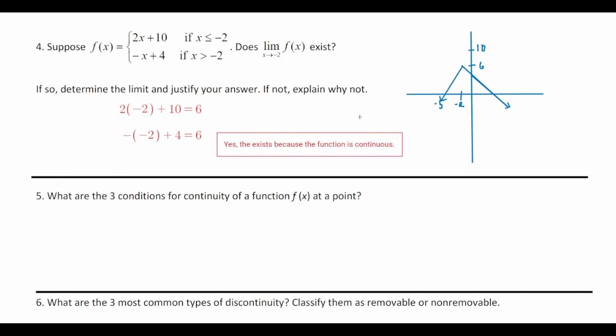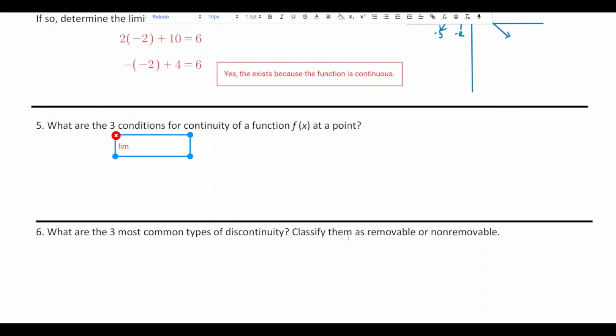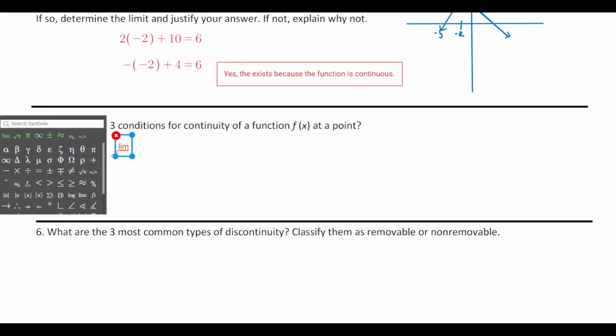Okay, so number 5, what are the 3 conditions for continuity of a function at a point? This is just kind of a definition question. What's the best way I can show this? We'll say the left-hand limit has to be defined and has to equal the right-hand limit. The function has to be defined and the function has to equal the limit. So we want to say that the limit as x approaches c, so c is just any point, of f of x has got to equal some value, or we could just say is defined.